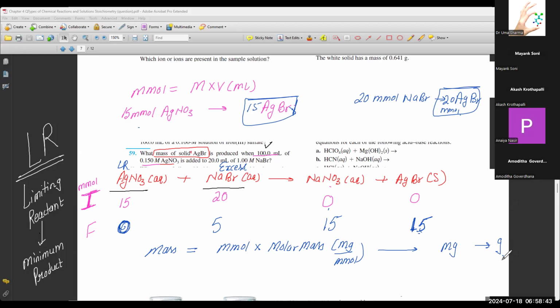Okay, Mayank, good. Amodita and Mayank are very close. The last digit is uncertain, so your answers are good. Okay, good. Anaya. Akash, you are doing calculations? No?